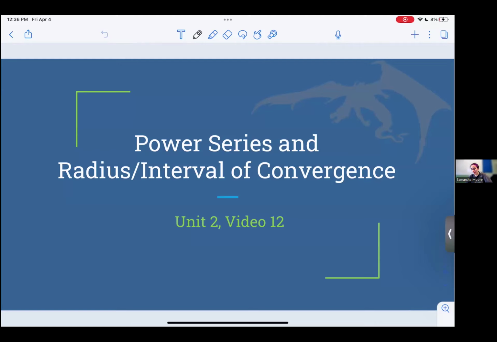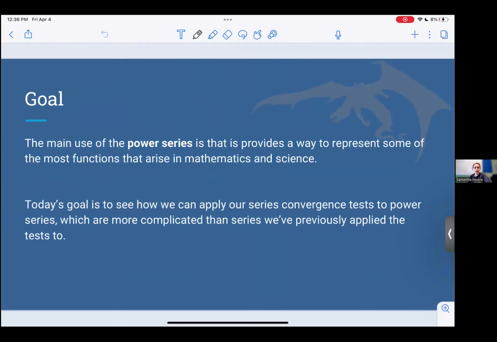Today we're talking about power series and the radius and interval of convergence. Power series are kind of a generalized format of a Taylor series. But in general, we're just trying to represent functions in sort of a nice polynomial way. And today's goal is to mix our power series with our series convergence tests and be able to figure out when those series will converge to a value, and so be a good approximation near our center point.